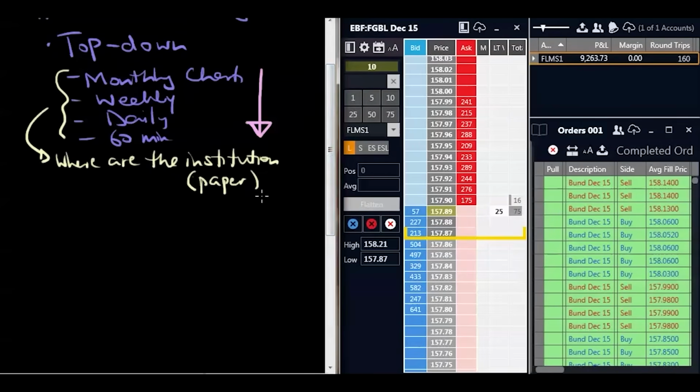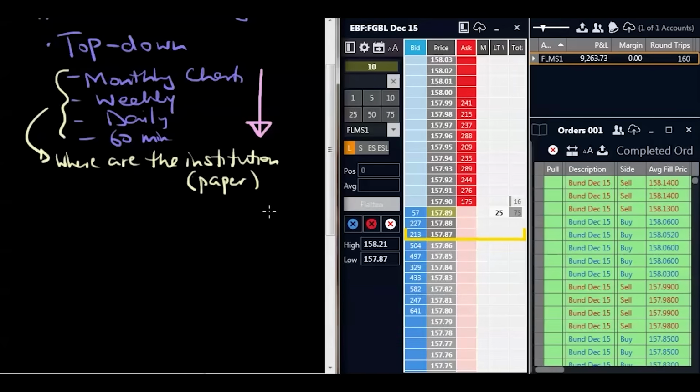If we can understand where the big boys are going to come in, the institutional flow, the mutual funds, the hedge funds, the guys that have to move a lot of paper around, we can stay vigilant on the ladder and understand where they're going to come in and actually interact with the market. If we can understand that, that's going to give us a huge edge and a huge understanding of where to put our trade location, where to be very, very focused on what's going on the ladder.